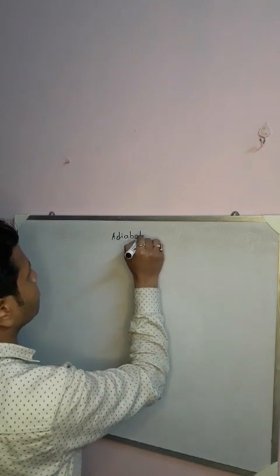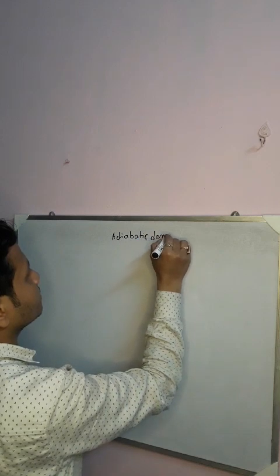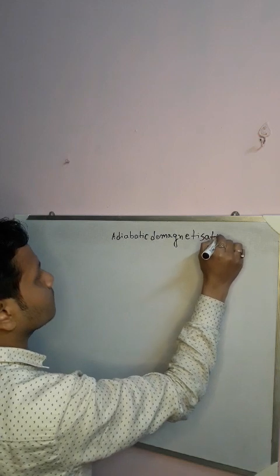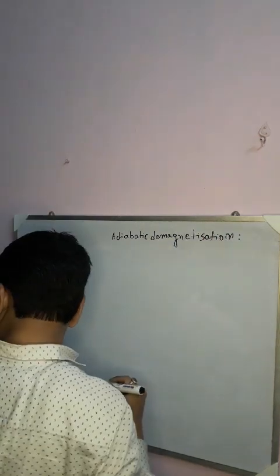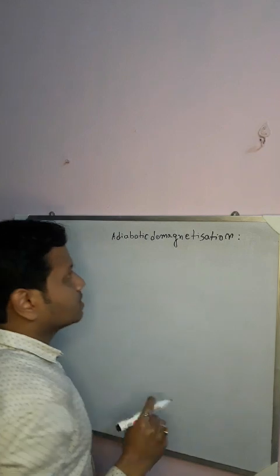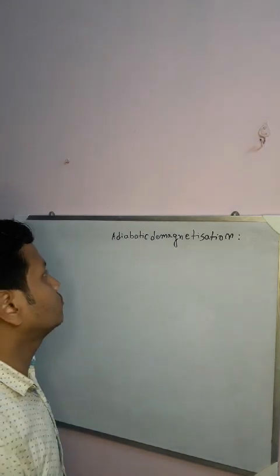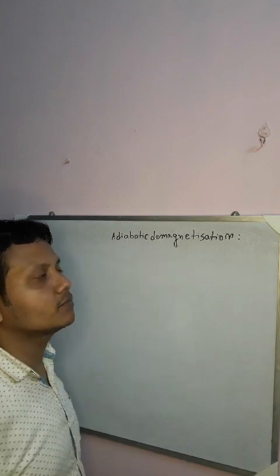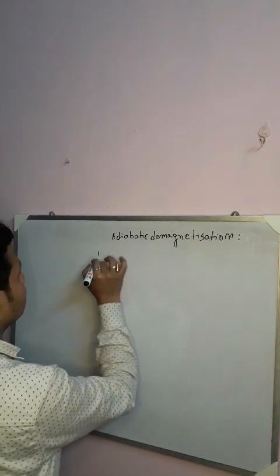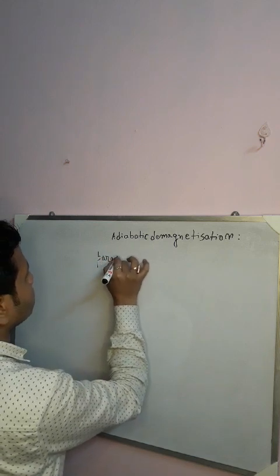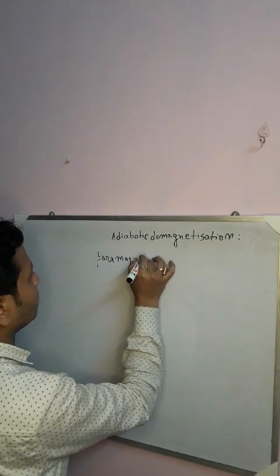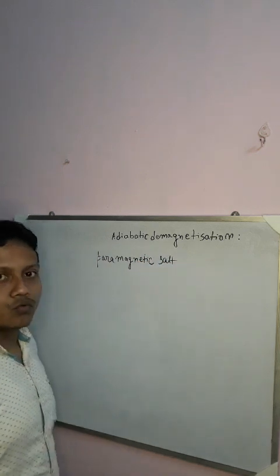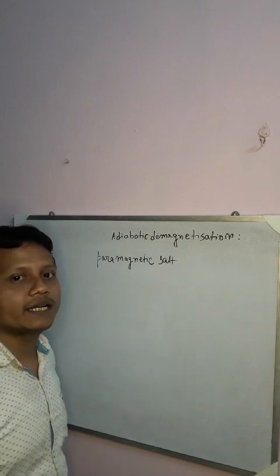adiabatic demagnetization. Now what is the basic principle of this process? Basically here we will take the example of a paramagnetic substance. Here we deal with a paramagnetic salt.